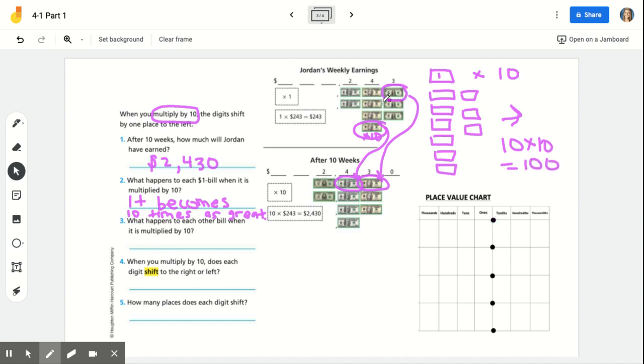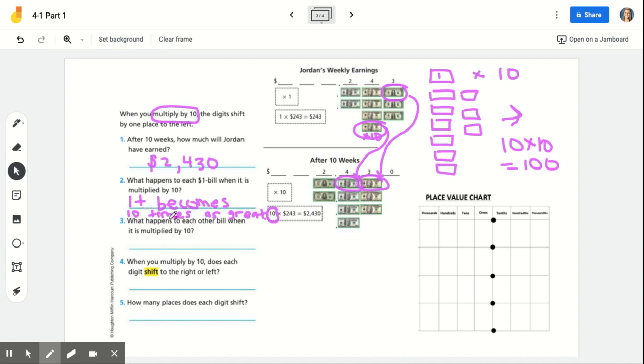So all of these, each of the currencies, I could be circling each of these and then drawing an arrow over. These 3 $1 bills became 3 $10 bills. These 4 $10 bills became 4 $100 bills. These 2 $100 bills become 2 $1,000 bills. And this is all after multiplying by that magical number 10.